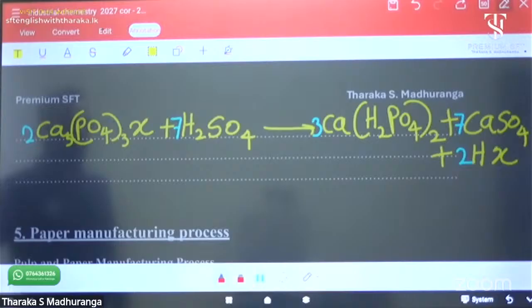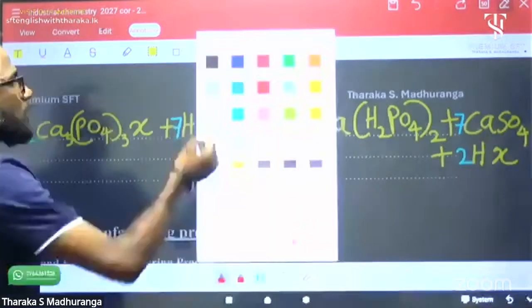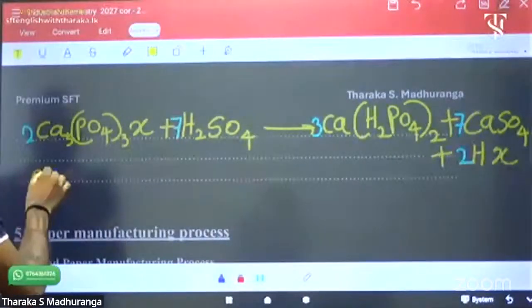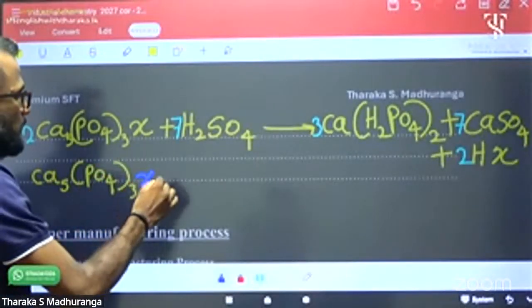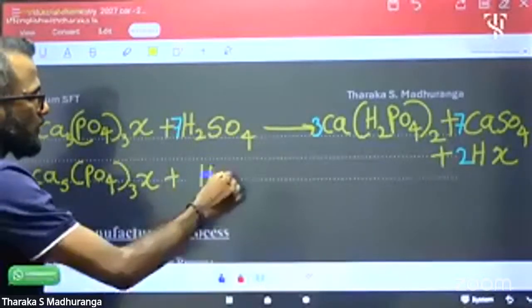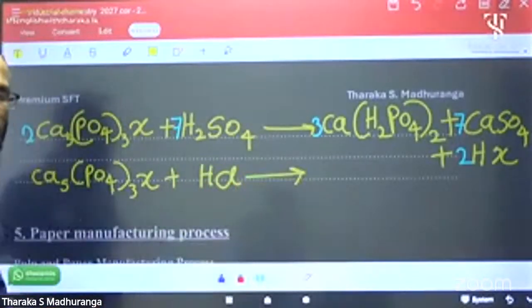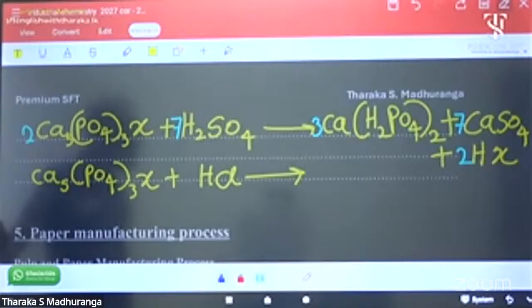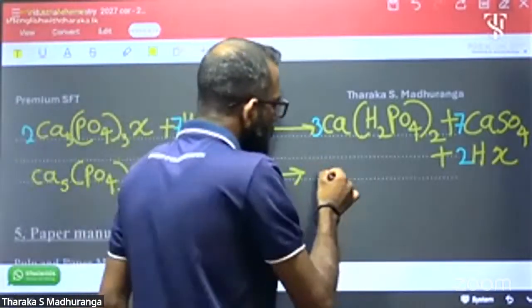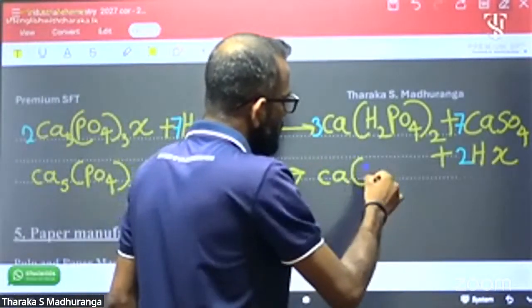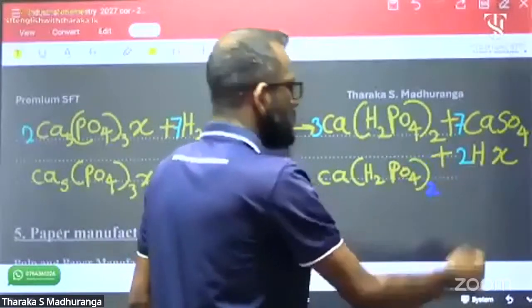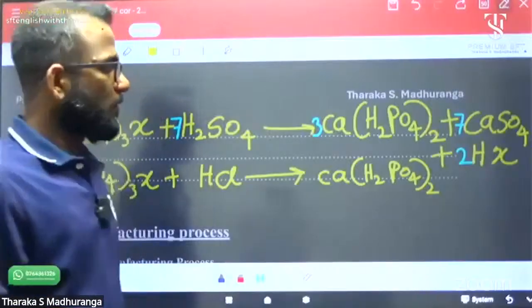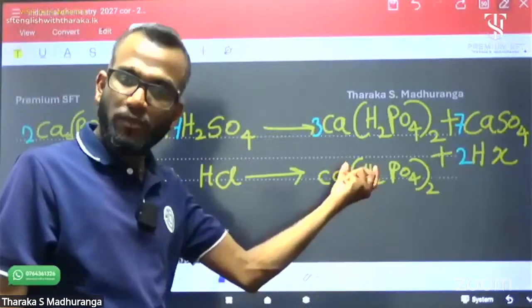Okay, if you use HCl, this is the reaction. Calcium phosphate, whatever type, reacts with HCl. That one also produces calcium hydrophosphate. That is water soluble. That is a superphosphate.